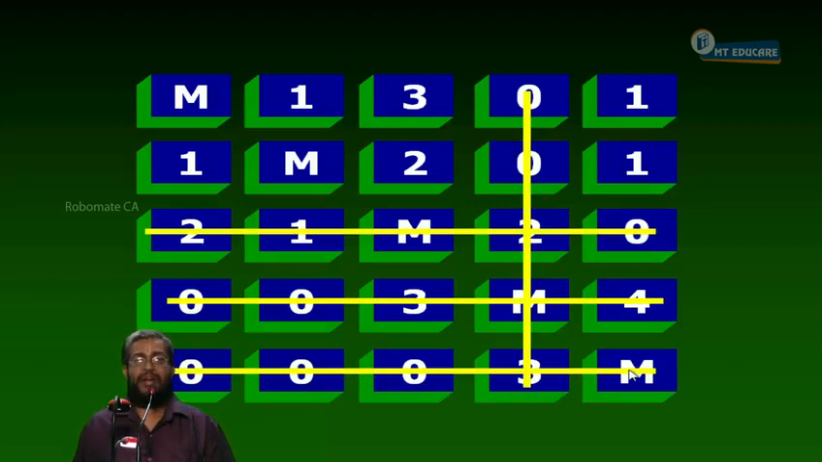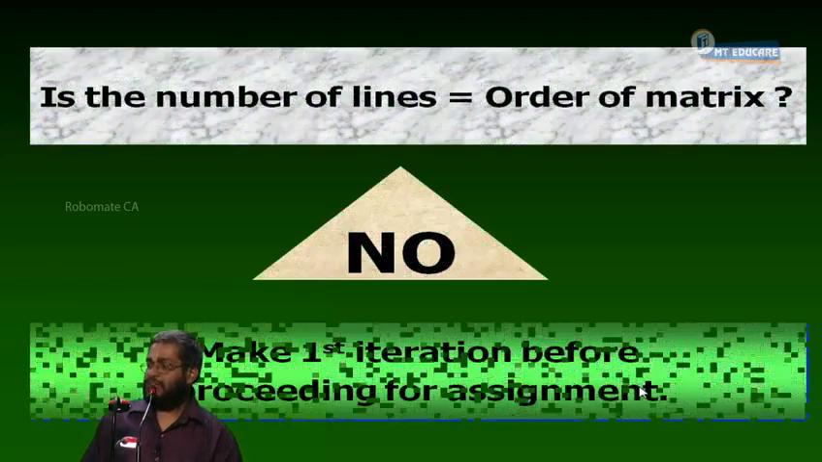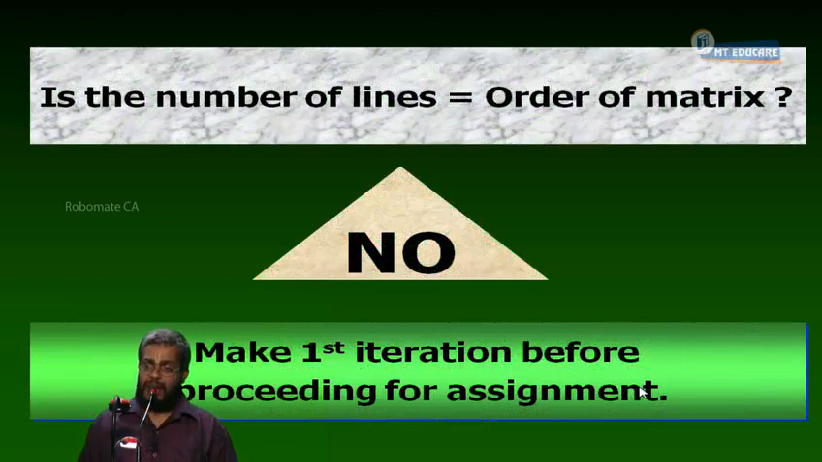No. Next, write on. Covering zeros, with step number 4 or 5 or 6? Step number 6. Covering zeros with minimum number of lines. Okay. Can you write the matrix once again?